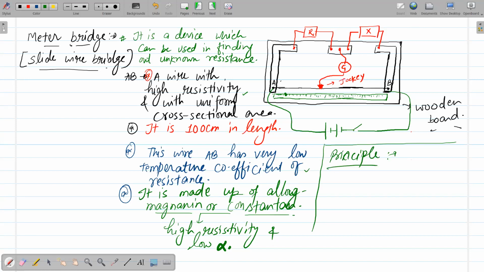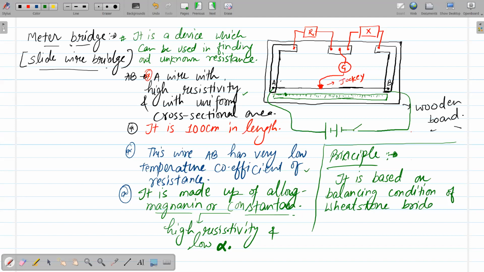I'm right now completing this part from the subjective point of view, for board exam point of view only. And the principle is, I can say, it is based on the balancing condition of Wheatstone bridge. This is based on the balancing condition of Wheatstone bridge.